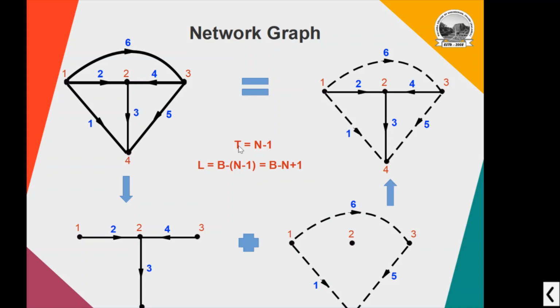So in this slide we have seen this is a tree. The number of tree branches is n minus 1, where n is the number of nodes, and b represents the number of branches. Links are nothing but the remaining branches. How many branches are here? 6 branches are there, minus the tree branches. Tree is the number of branches in that particular tree, so 3. So there should be the remaining 3 links available here. Otherwise, the tree branches plus links will be the branches.